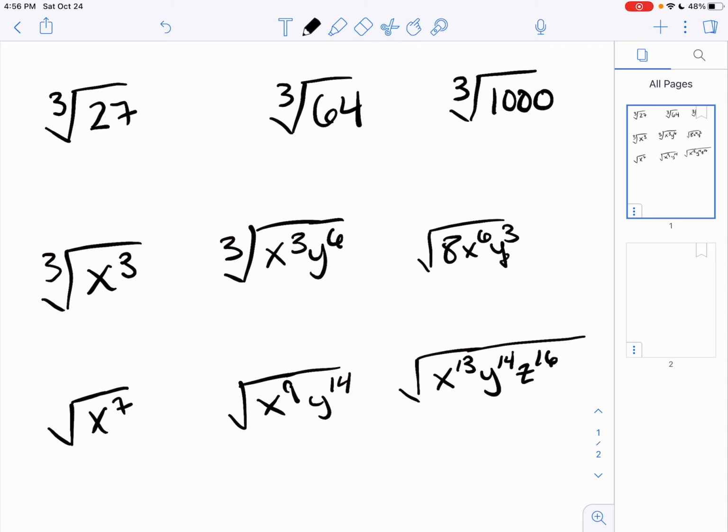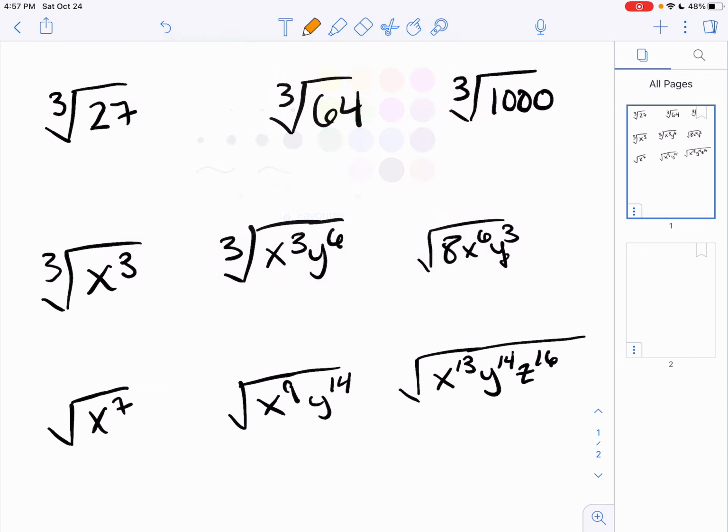In this video, we're going to talk about how to simplify cubed roots. Cubed roots are pretty simple. It's the same concept as a square root, except instead of having two of the same numbers multiplying to get something, we need three. So we need three of the same numbers that multiply to get to 27.